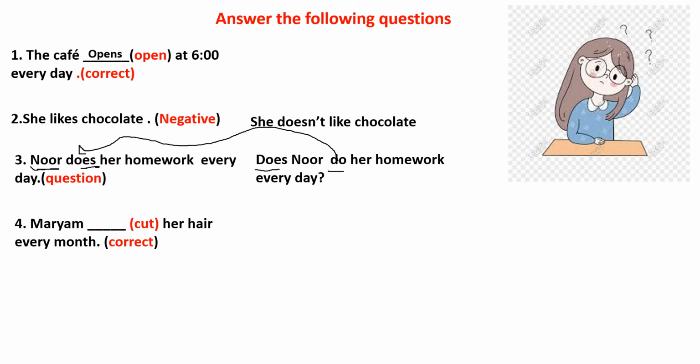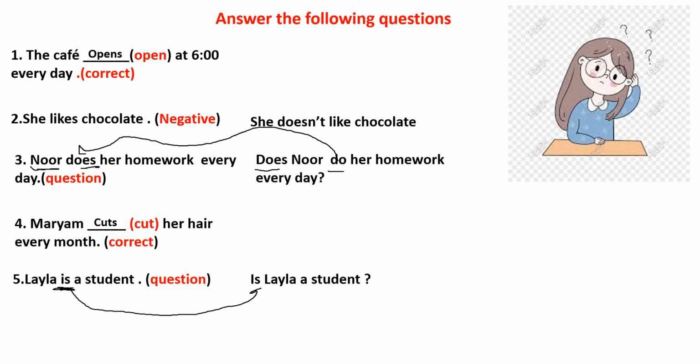Four. مريم cuts her hair every month. Correct. Every month. Here we have مريم, singular, so we will put s on the verb. Five. ليلى is a student. Question. Is Layla a student? Here we don't have a main verb. ما عندنا فعل رئيسي بس ايش عندنا؟ Verb to be. إذا نريد نسأل بكل سهولة مجرد الفعل المساعد أجيبه بداية الجملة.